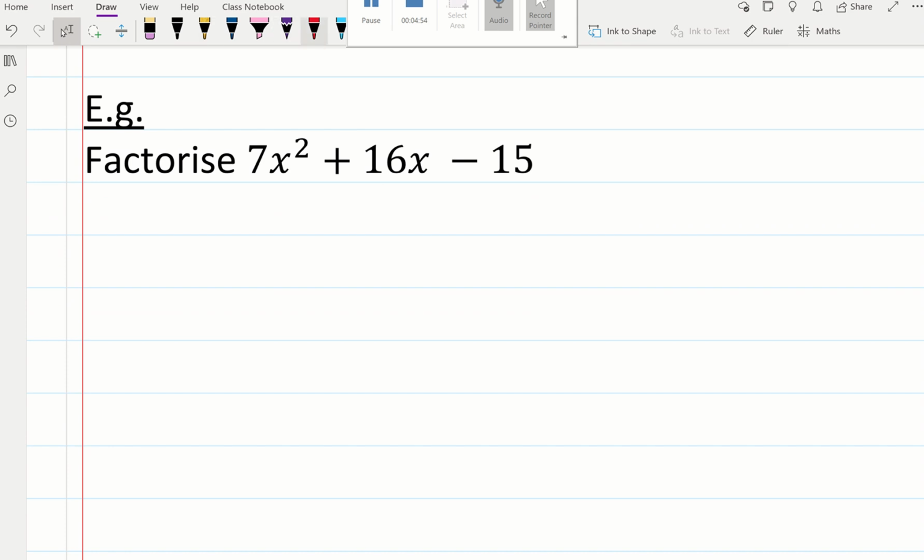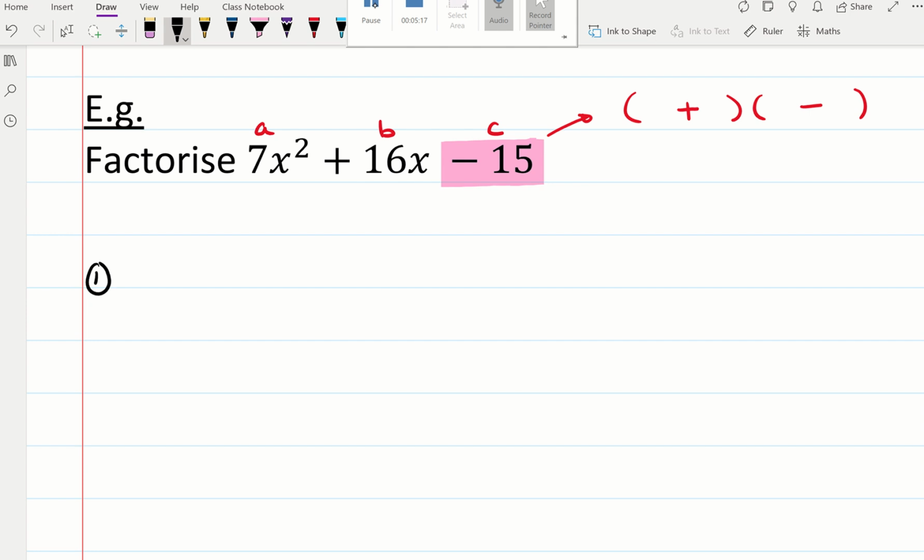This one again, this is A, this is B, this is C. Because the final constant, the number without a letter, is a negative number, this means that your brackets are going to have a plus in one and a minus in one. And it doesn't matter which one you write first. You can write the negative one first.